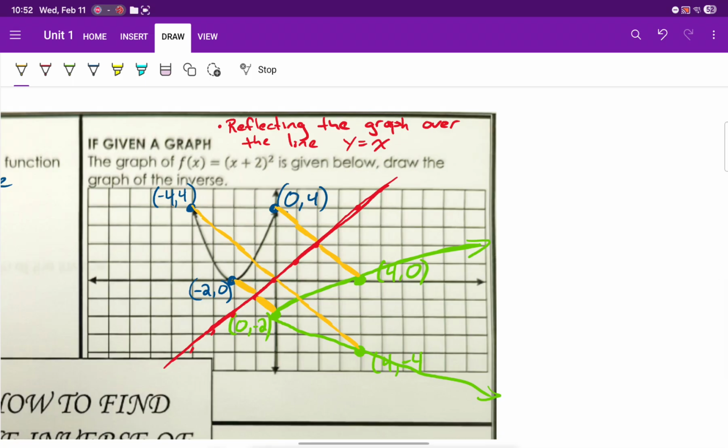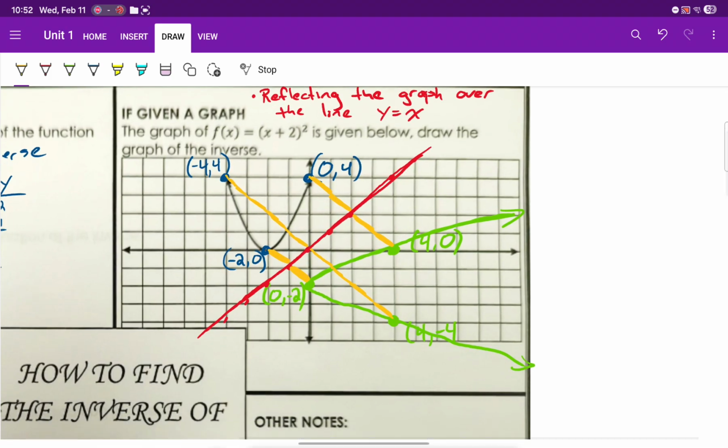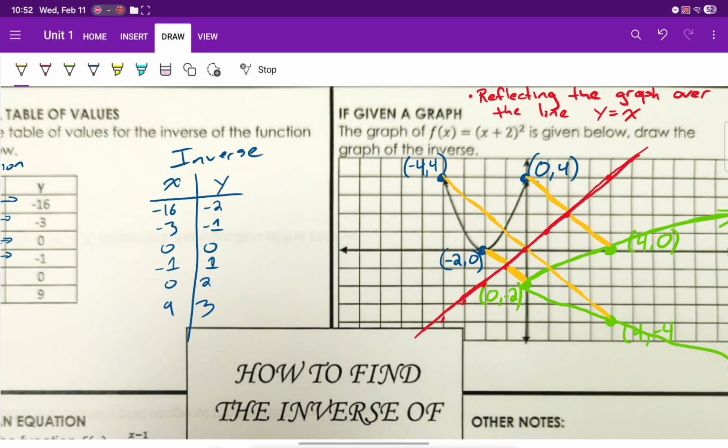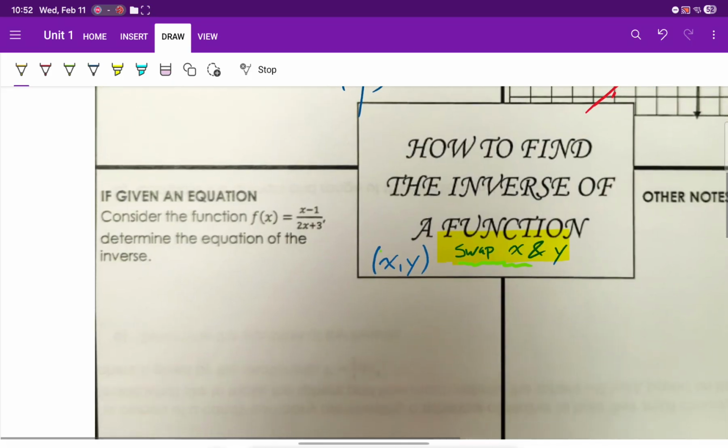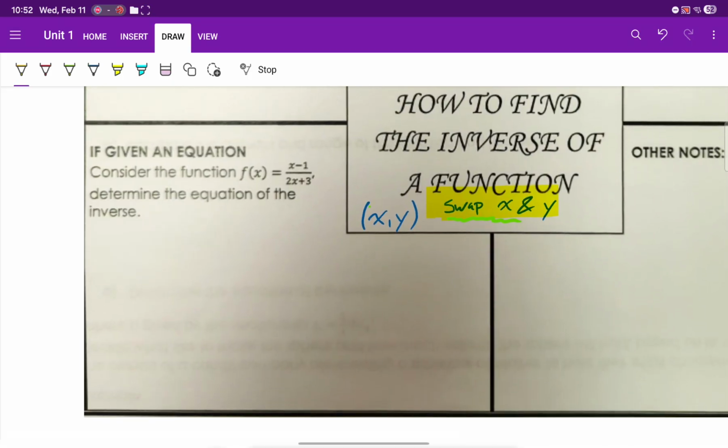So that's how you determine the inverse of a graph, or given a graph. Now, those first two are pretty straightforward. Where we get a little bit more tricky is when we're given an equation, because this is really where we have to deal with algebra or get a little bit more intense with the algebra.